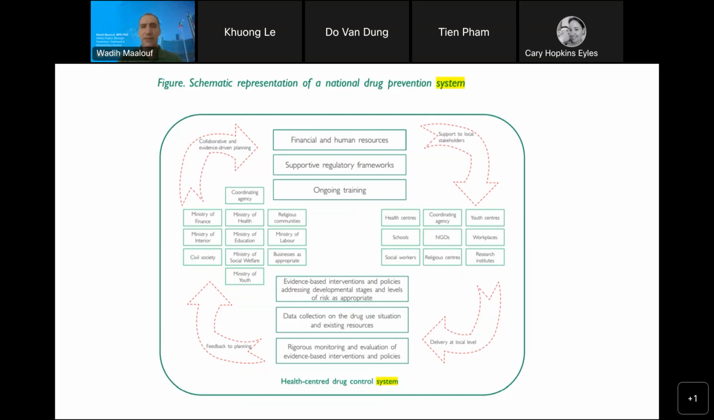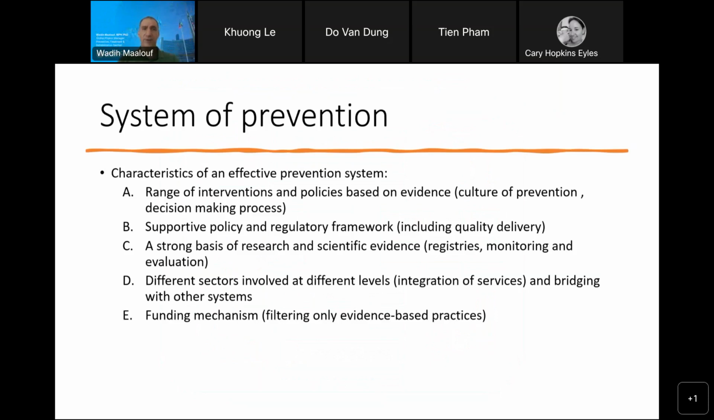So all of this cycle is important because the system of prevention determines what interventions and policies based on evidence need to be put forward and what needs to be withdrawn, and how to change the culture of prevention and decision-making processes. That system provides a regulatory framework in terms of quality of implementation. It's not only the selection of what packages, but is it delivered with fidelity and a high level of quality? Registries, monitoring, and evaluations are important when it comes to decision-making and investment in moving forward, and the system of prevention helps us reach this.